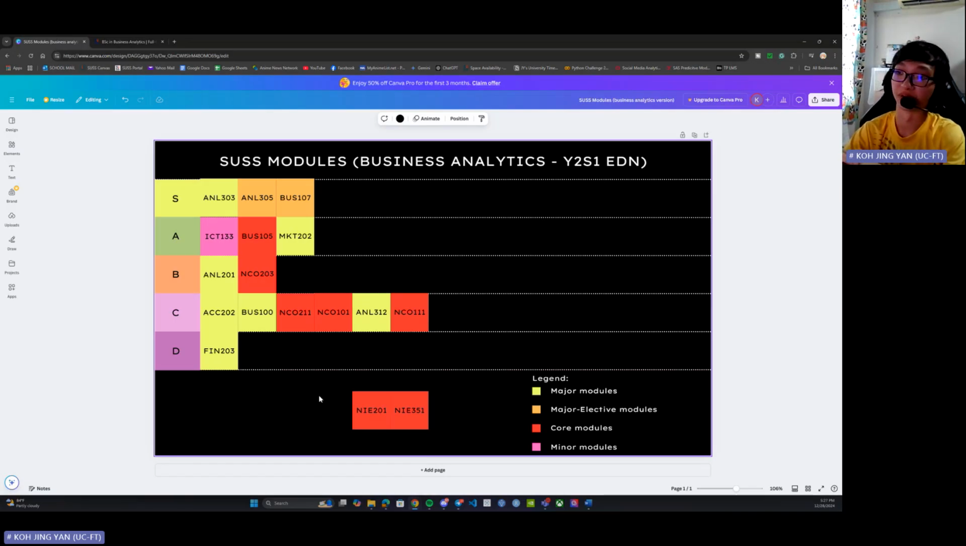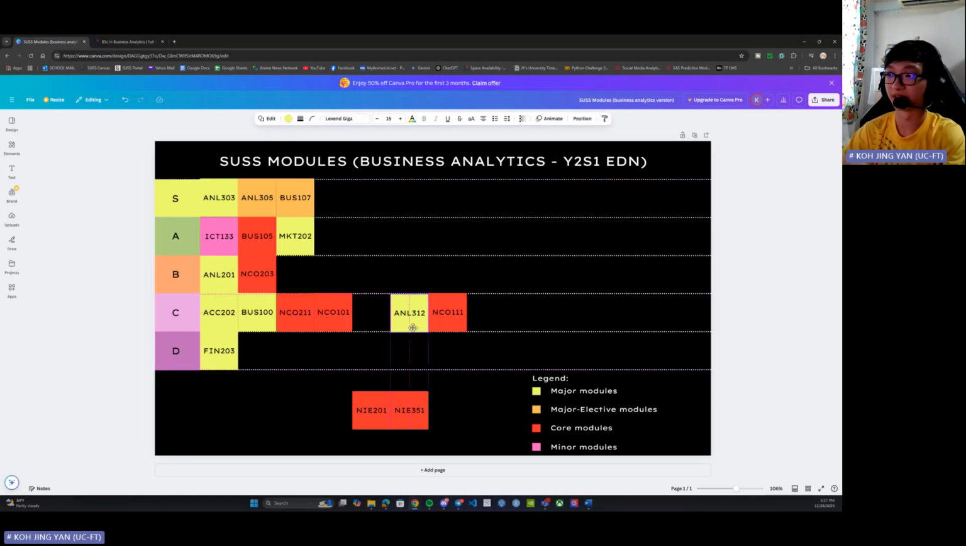So mainly for this one, I'm actually going to rank it better than BUS 100 by a bit. That is just the difference that I have in comparison to the rest of the modules. Okay. Yeah, that is about it actually.